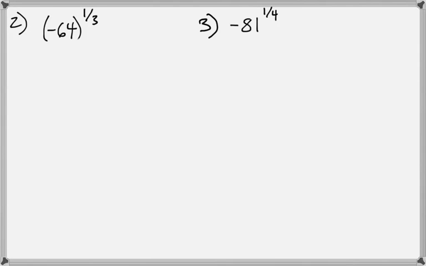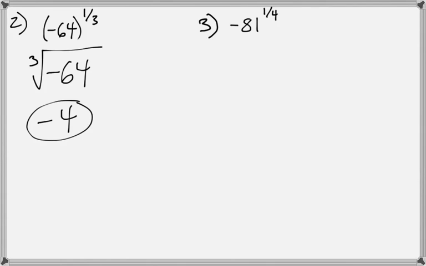On number 2, we're taking negative 64 and raising it to the 1/3 power. So the 1/3 power, that's the same as the cubed root. And the cubed root of negative 64 is negative 4.